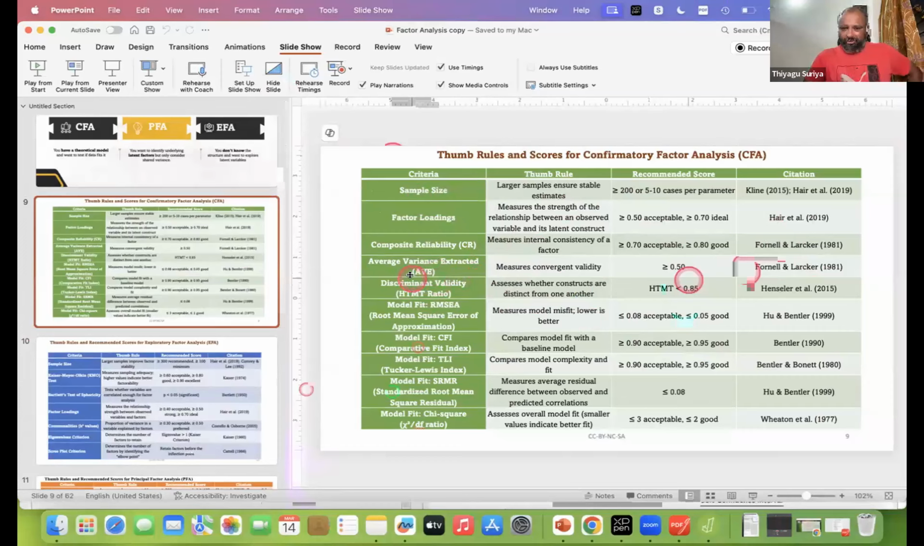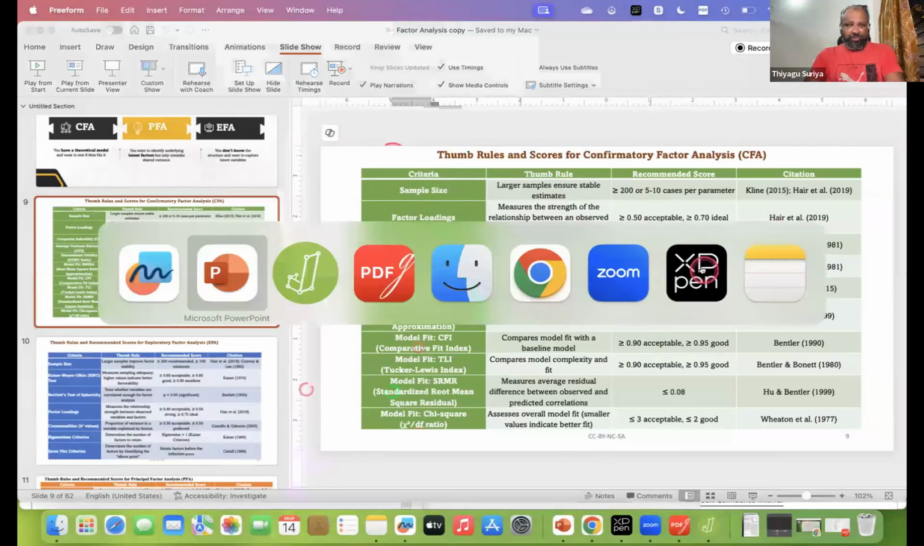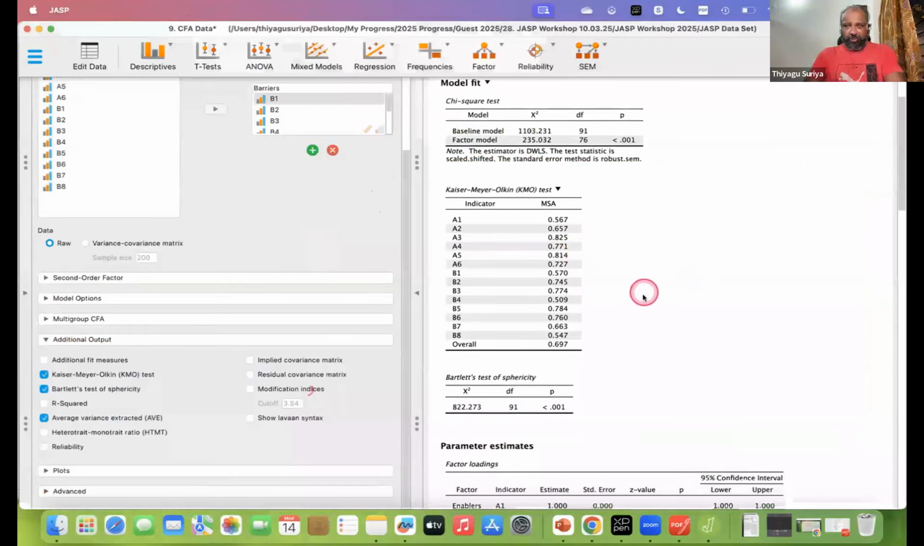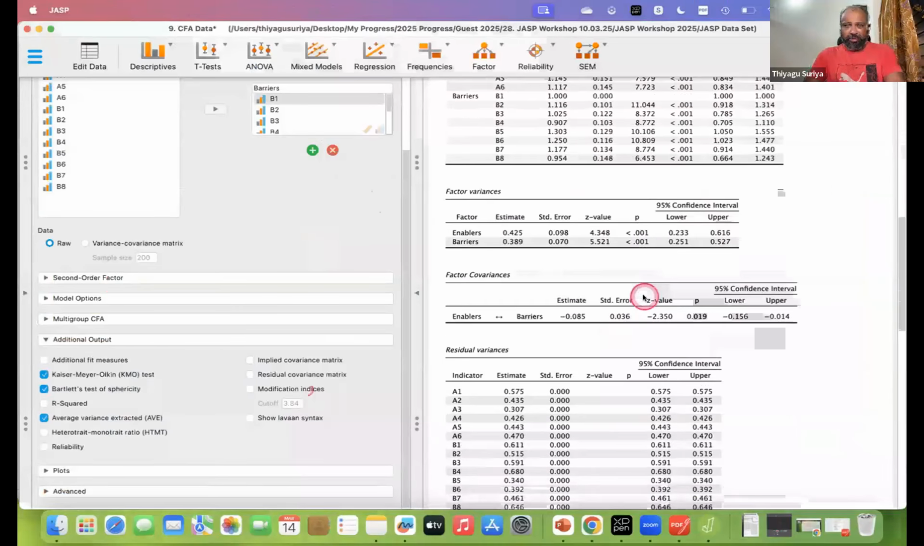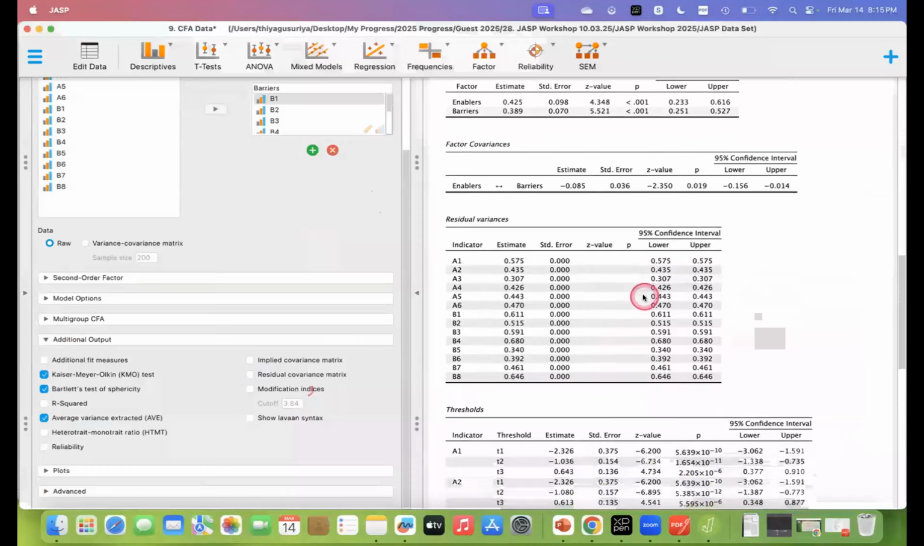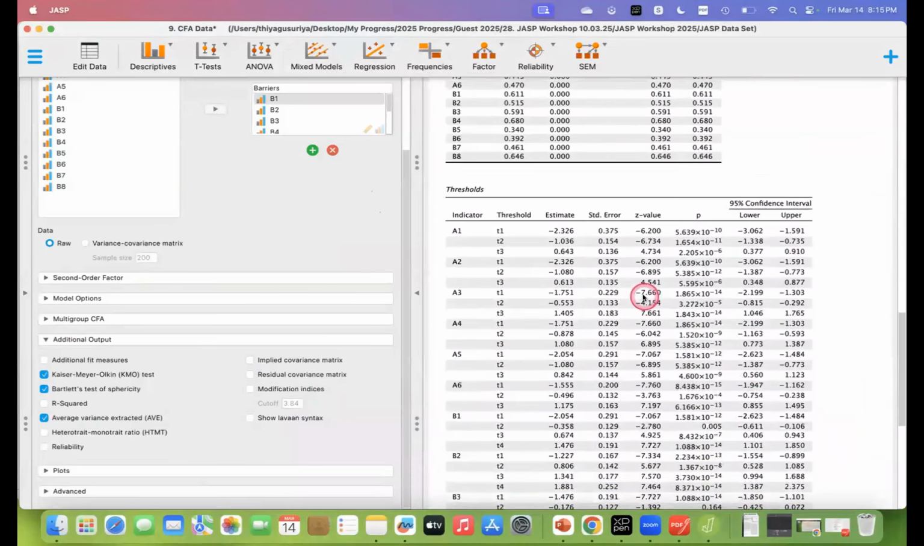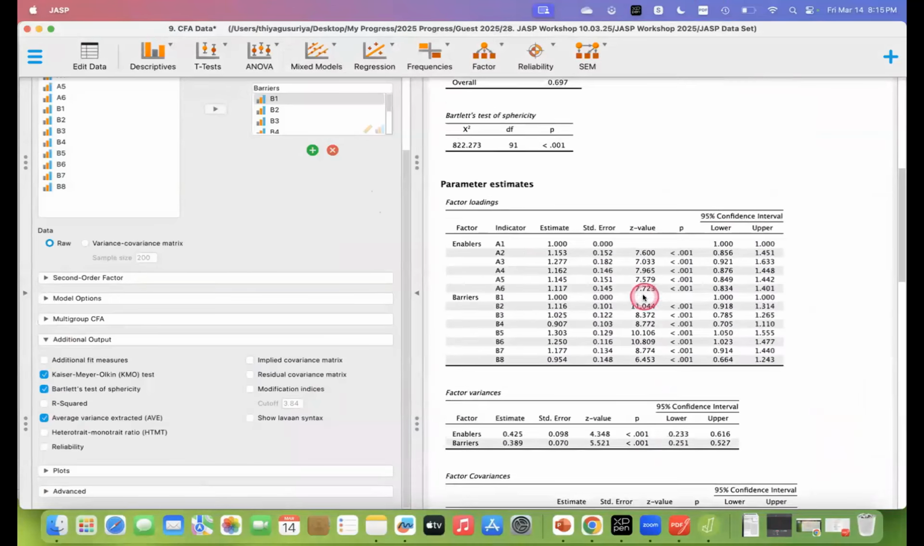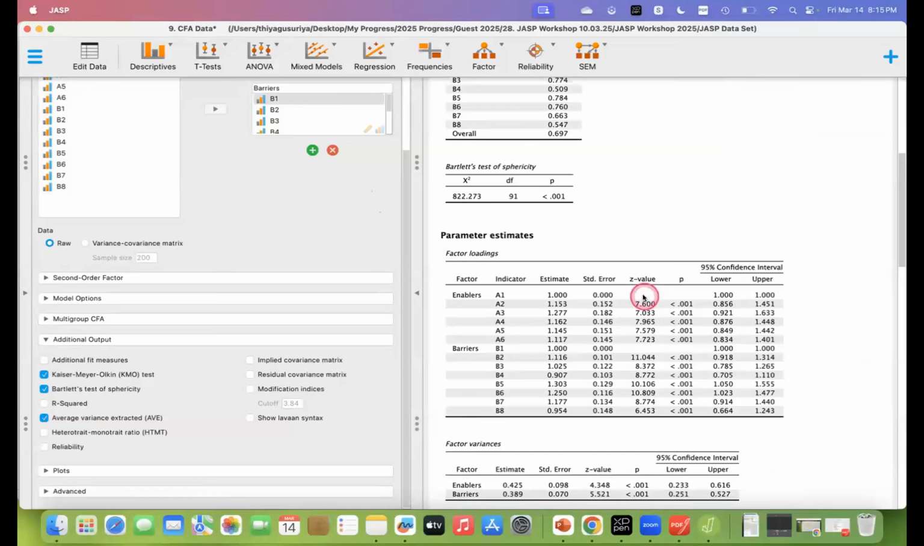Okay, go with the AVE. AVE is to measure the convergent validity. The AVE score should be above 0.50. Kindly check this AVE score. What is the AVE score? Why is the p-value for A1 and B1 not written?